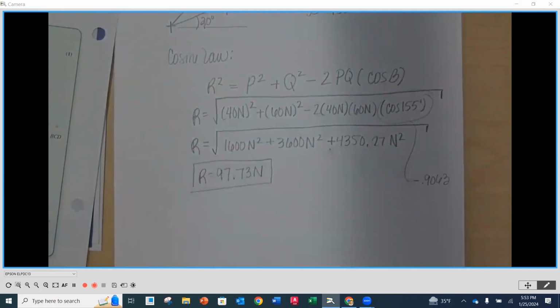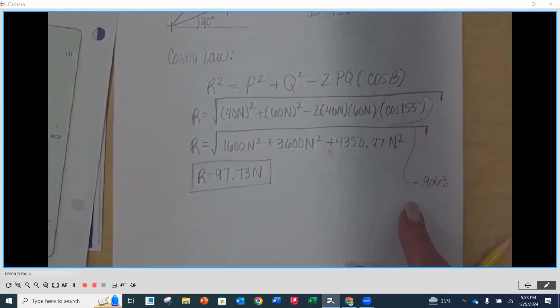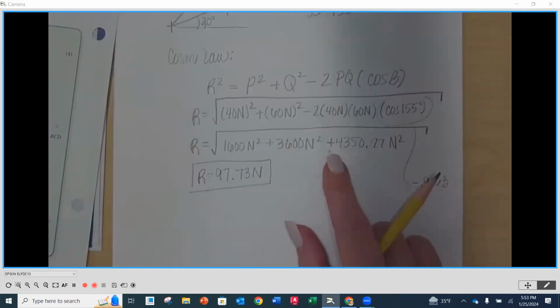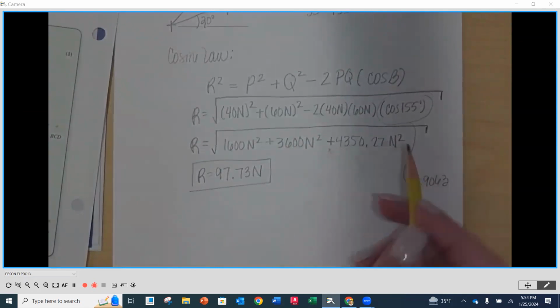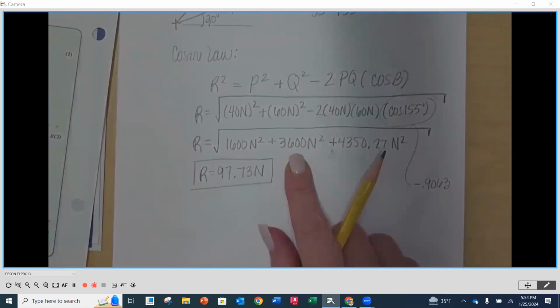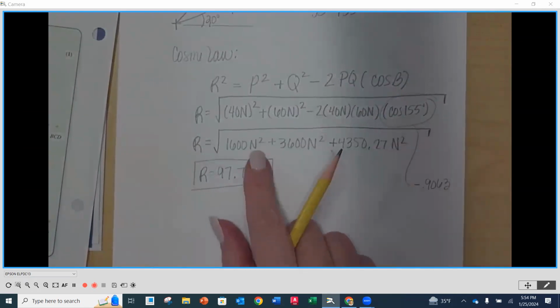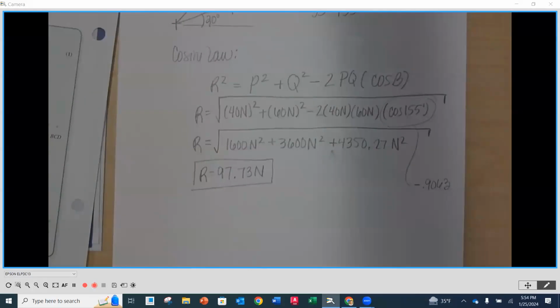Now, if you're not getting the 97.73, it's probably because of a negative sign. If you do the cosine of 155, you should get a negative 0.9063. And there's a negative out front here, so that sign becomes positive underneath the radical. So you're adding that last portion of the equation, okay? That's usually something that trips people up, where they actually subtract this off and you need to add it. And now these are the newtons squared. So you would just add 1600 plus 3600 plus 4350.27 under the radical, and then take the square root. And when you do that, you're also taking the square root of the newtons squared, so it becomes newtons for the final units.